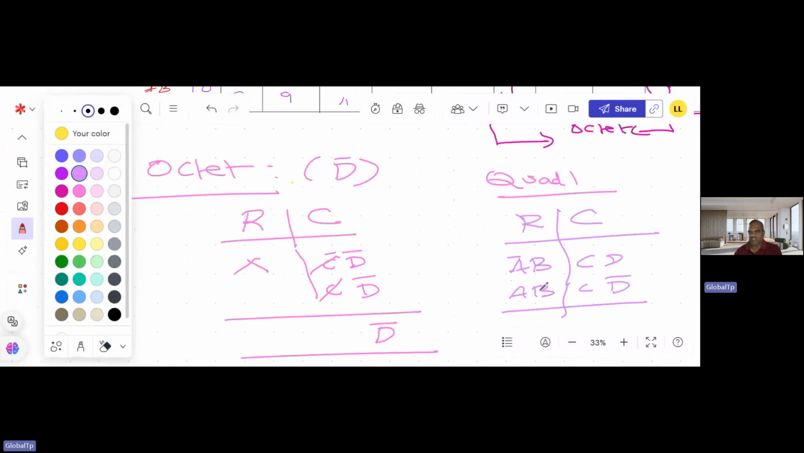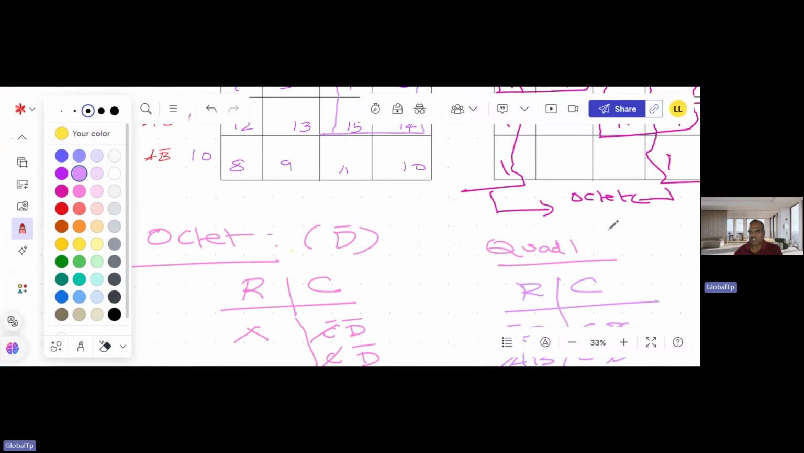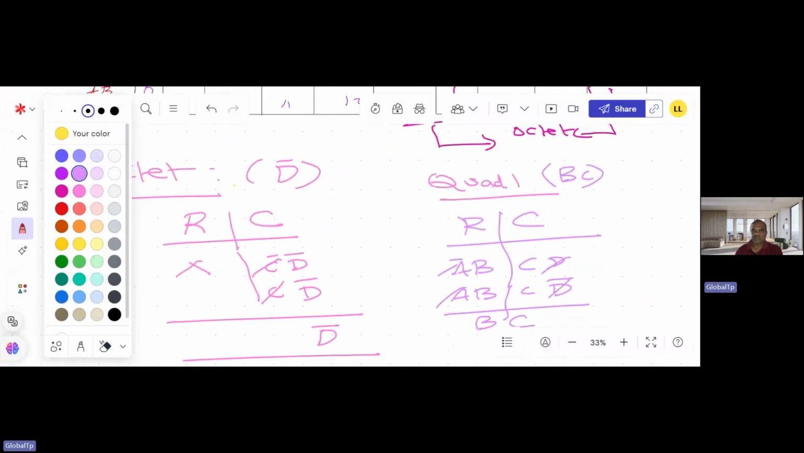Now you can check which terms are equal. B is equal, here also B, so the answer is B. Here also C, here also C, so the answer is C. Here A bar and A get cancelled, and D and D bar get cancelled. So the quad 1 answer will be BC, which I need to write here. I think that is understandable.